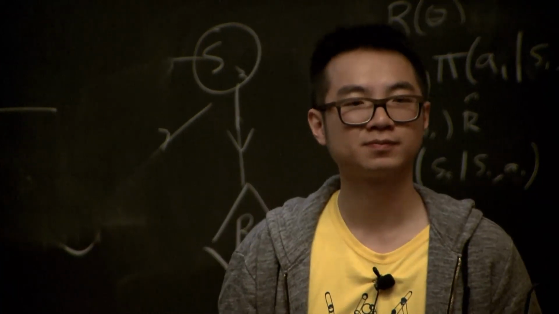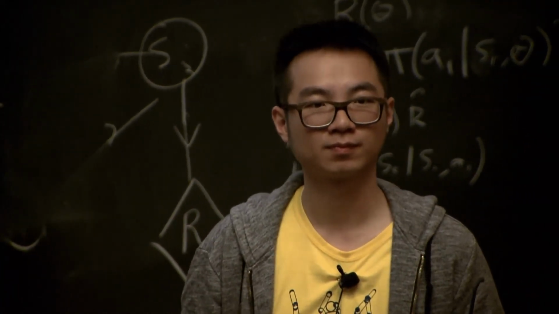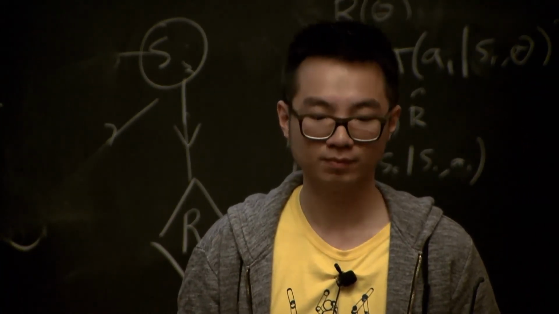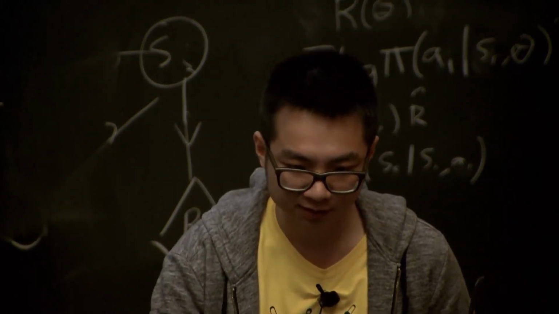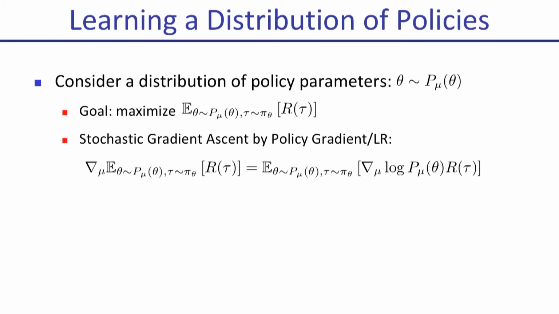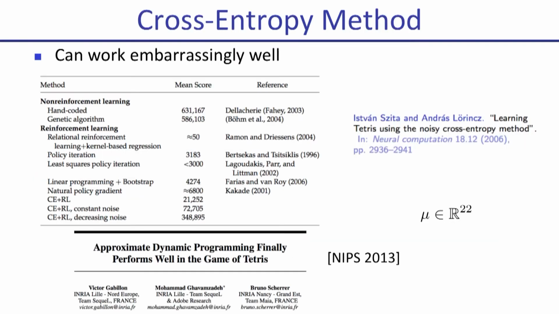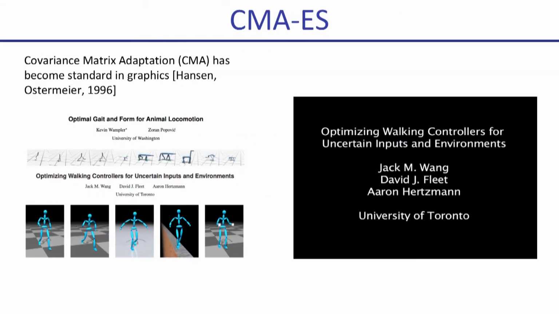Do you sample from, or look at, non-diagonal covariances? Yeah, in fact, this is something I glossed over. Cross-entropy is where we only keep the diagonal. And CMA-ES, which is the method that I said was popular in the graphics community, does estimate the covariance matrix, which is why they call it covariance matrix adaptation. That's where the name comes from. And at least in my experience, it doesn't make that much of a difference.